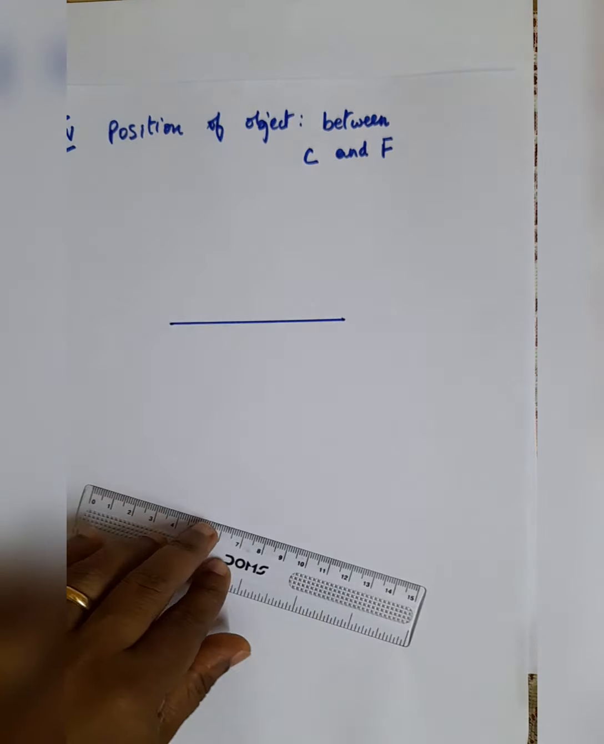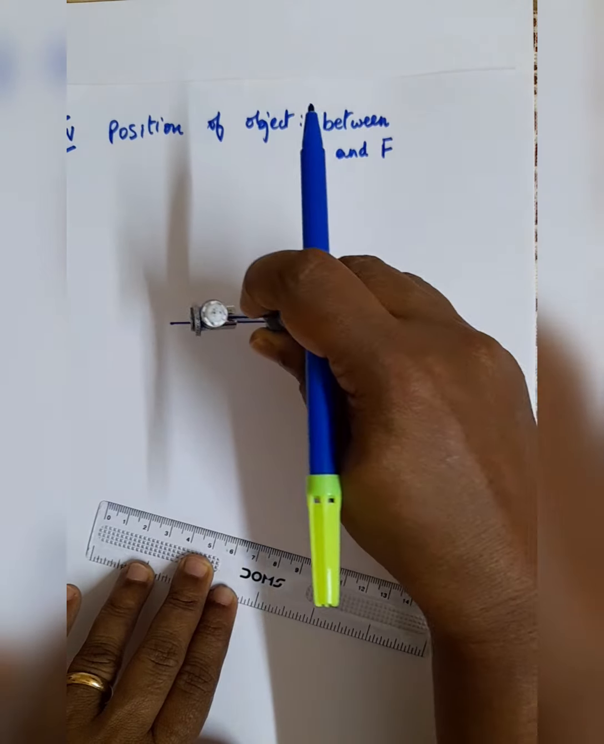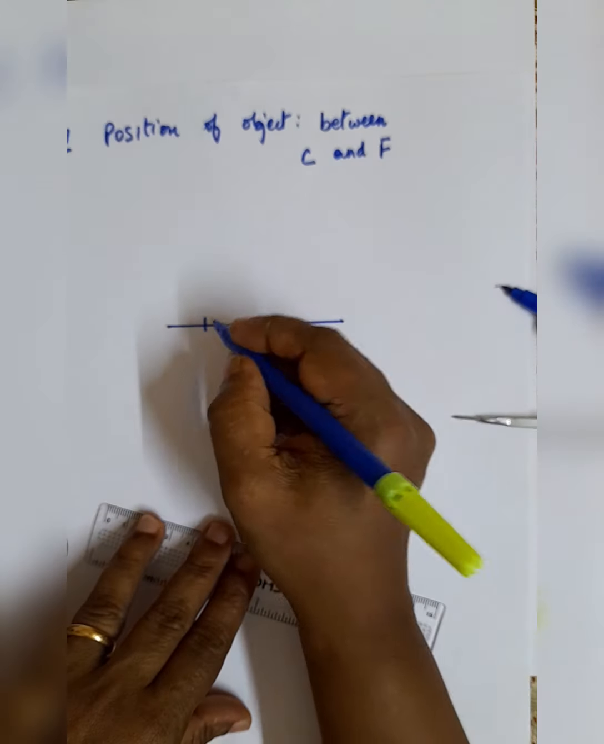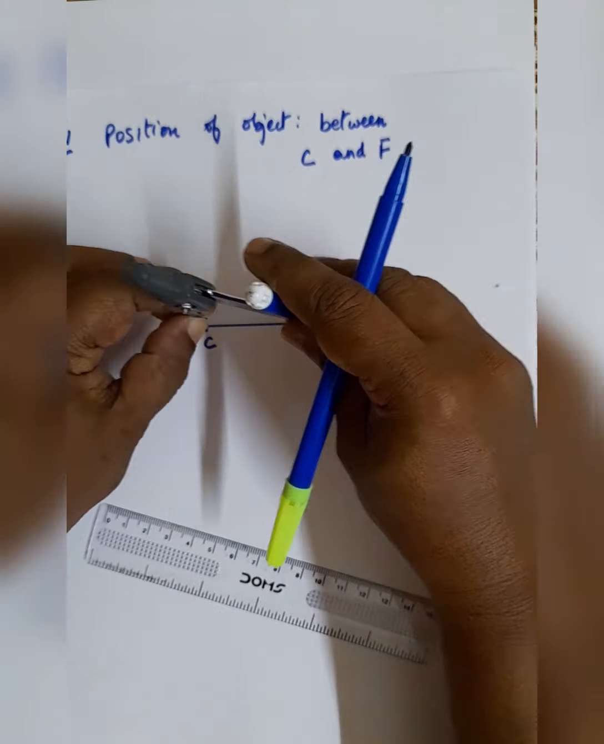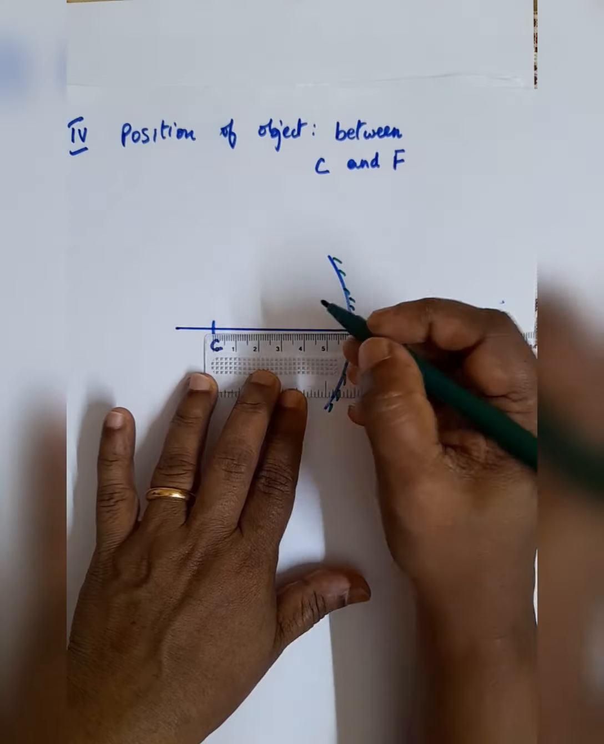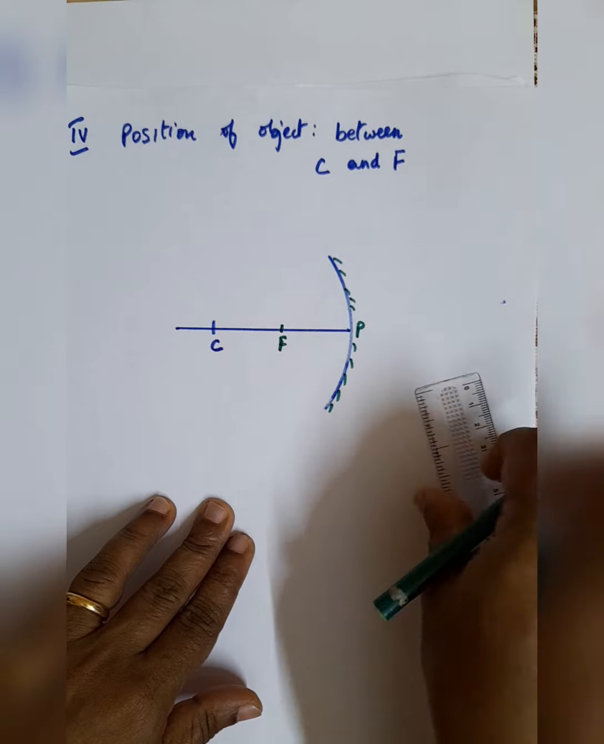Let us draw the principal axis. I take 6, this is my C, the center. Draw the mirror. Concave mirror, inner side is reflecting and therefore I shade the outer side. Now I have to mark the focus, 3 centimeters and 3 centimeters here.